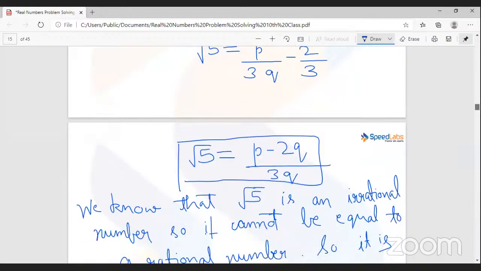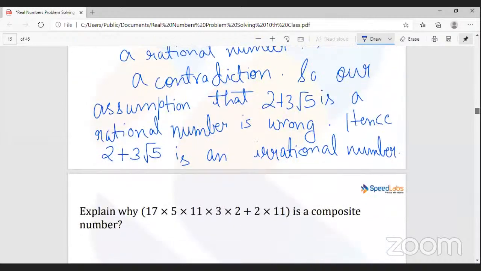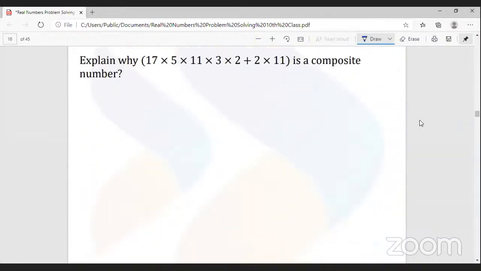So now let's move on to the next question. You have to explain. Done, ma'am. Okay. So why is it a composite number?